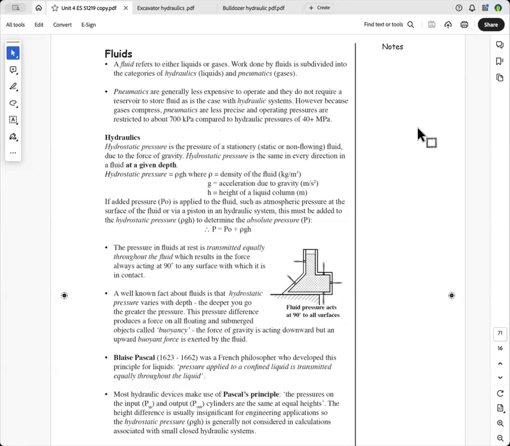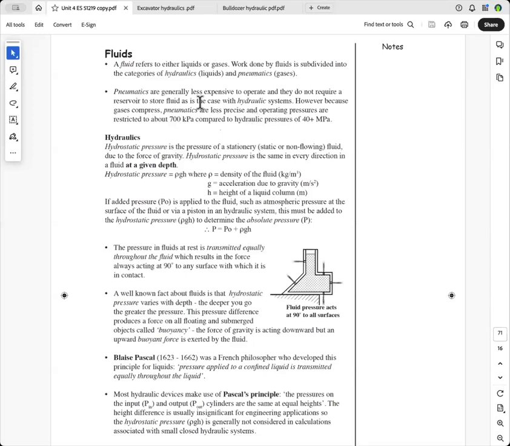Hi, year 11. In this tutorial, I'd like to go over or introduce you to hydraulics. Hydraulics are an extremely important area for engineering. And in year 11, we'll be just introducing them and giving you fairly simple questions on it. And so I'd like to start by going through page 71 of the workbook.